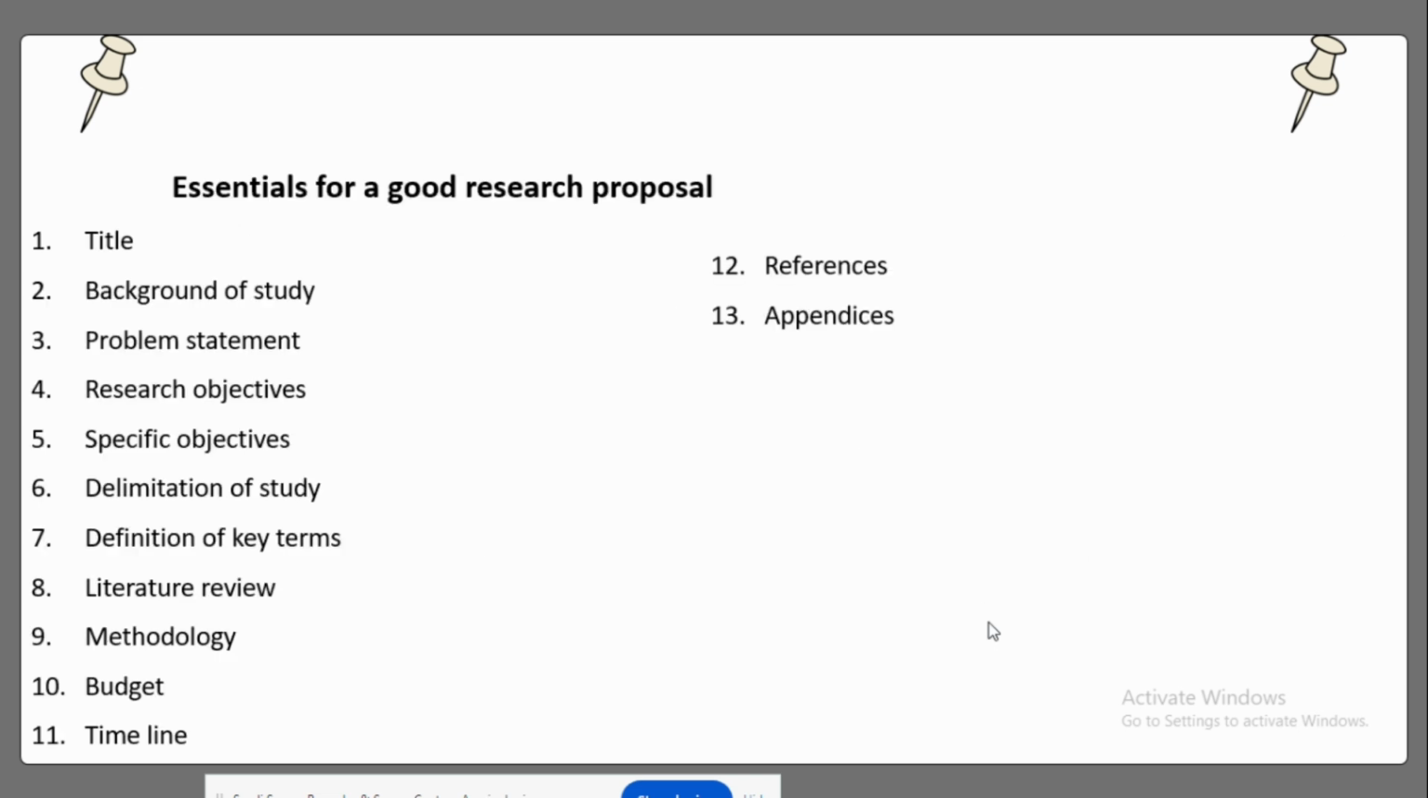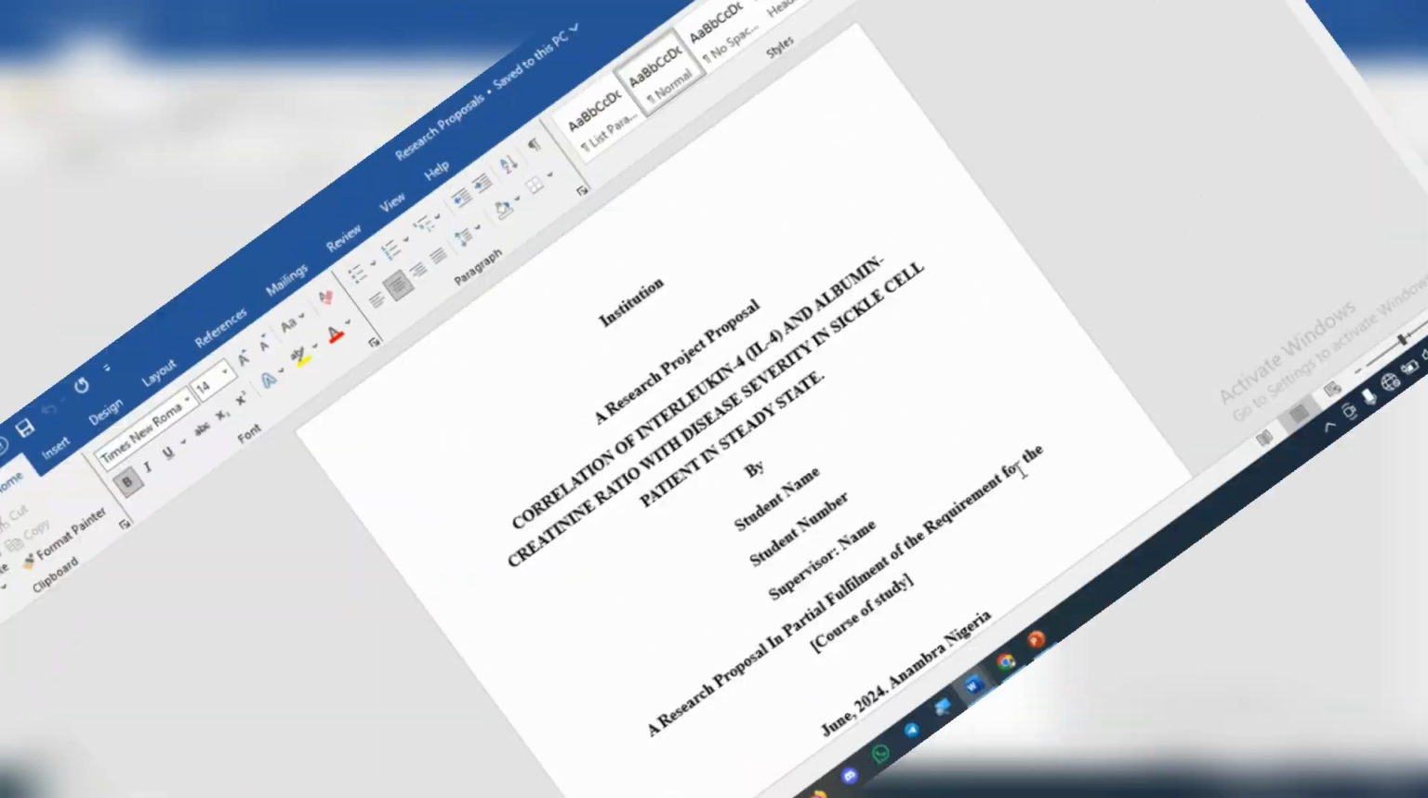Okay, now a typical structure of a good research proposal. This should be a title, background of study, problem statement, research objectives, specific objectives, delimitations of study, definition of terms, literature review, methodology, budget, timeline, referencing, and appendix. Now, when we begin and take you through the practical aspect, we'll explain all these things in much more detail. So let's go to the next slide and see what that's all about.